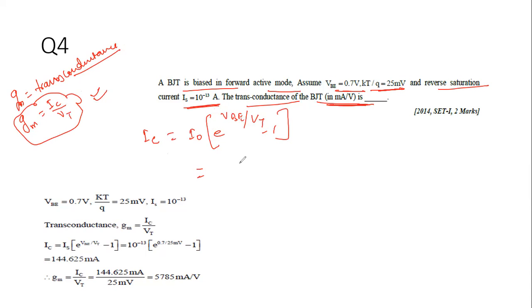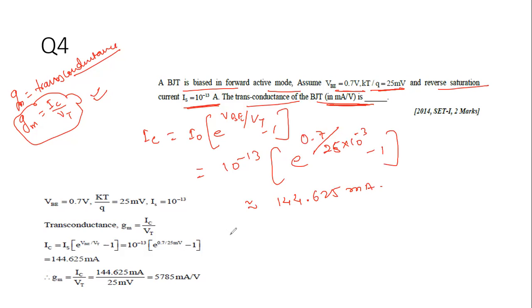So I naught equals what? I naught is 10 raised to the power minus 13. e raised to the power VBE, this is 0.7 by 25 millivolt, 10 raised to the power minus 3, minus 1. After solving this one, you will get 144.625 milliampere. Now what's the transconductance?